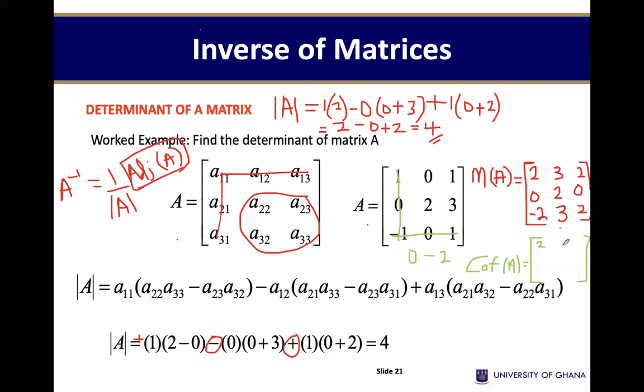So let me write them here so that someone will not come and ask me a question. So 2, this would be a 3. This would be a 2. This would be a 0. This would be another 2. So I'm just repeating what we have for the minor, right? And that will help us to get the cofactors. And this should be minus 2.